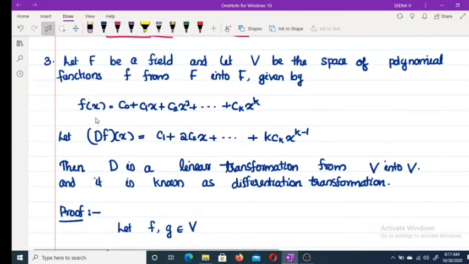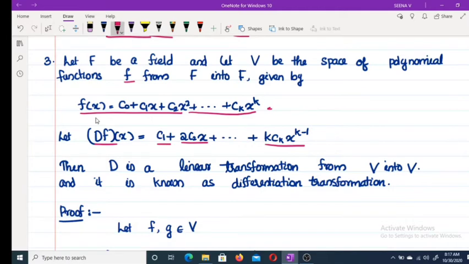Let F be a field and V be the space of polynomial functions f from F into F, and f is given like this. Now we have to prove that the operator D, with Df of x defined by c1 plus 2c2x plus etcetera plus kck x raised to k minus 1, is a linear transformation. If you look at this, clearly this is the derivative of this function. This linear operator is known as the differentiation transformation, and we have to verify whether D is a linear transformation.